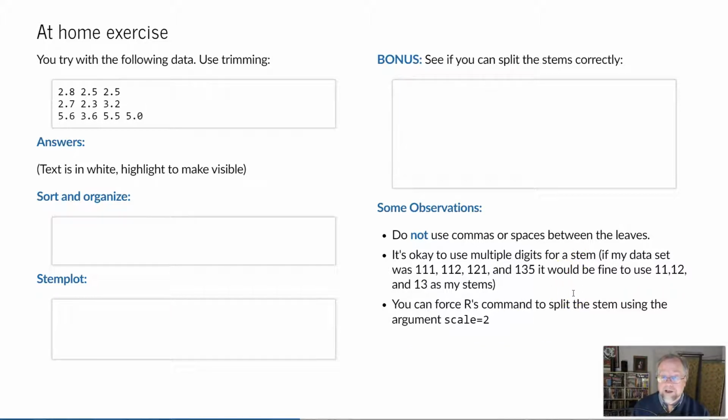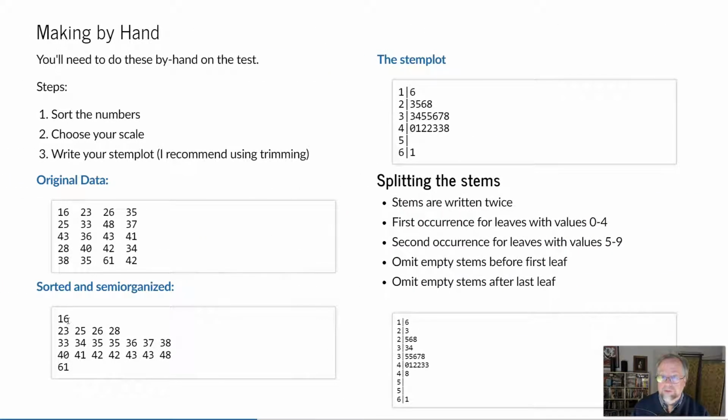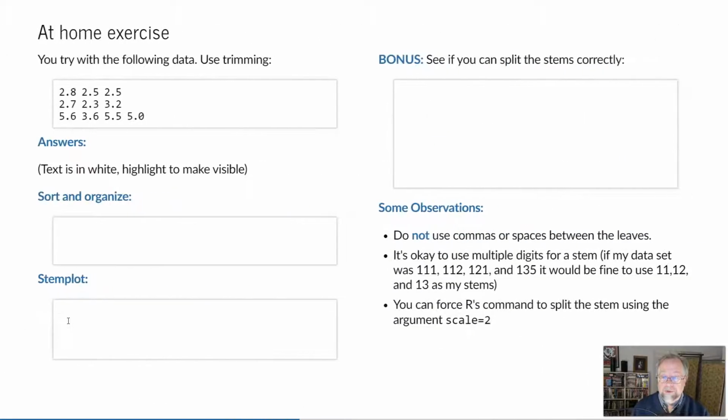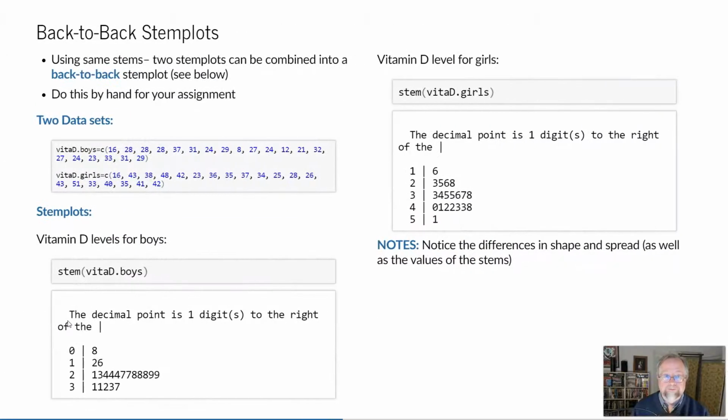So finally, I can use scale equals 2 to force the split, which I didn't show the code for here, but that's what I did. We'll see that on the next slide.